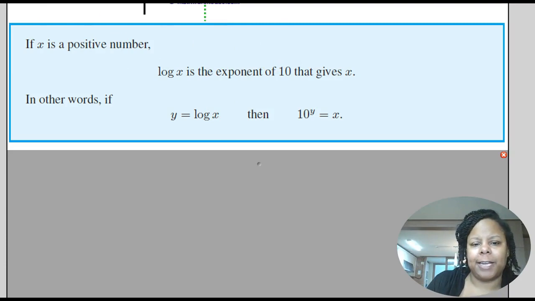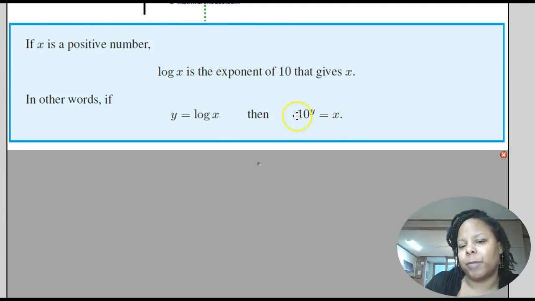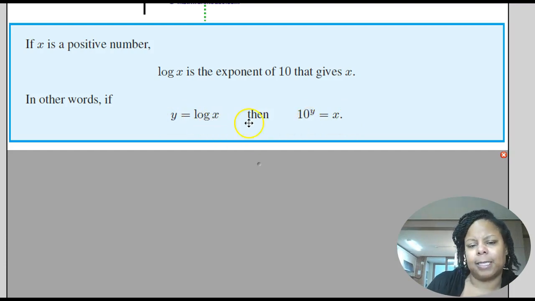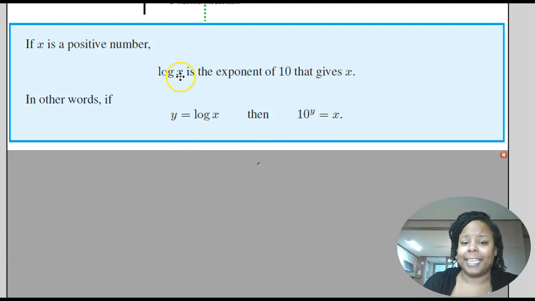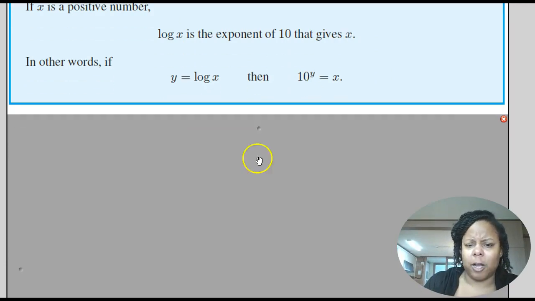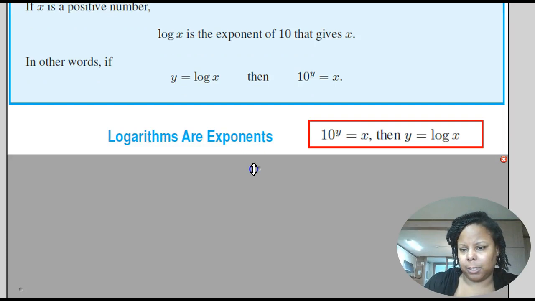So if I have an exponent, 10 to the something is equal to x, then the logarithm says that something is equal to the log, base 10, of x. So it's very important that you know that log x is the exponent of 10 that gives x. If you don't understand this one, this relationship is very important. So in essence, logarithms are a type of exponents.